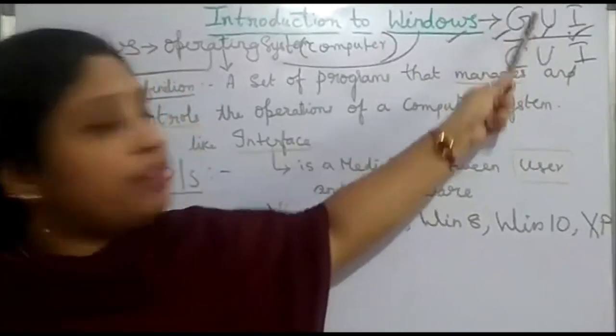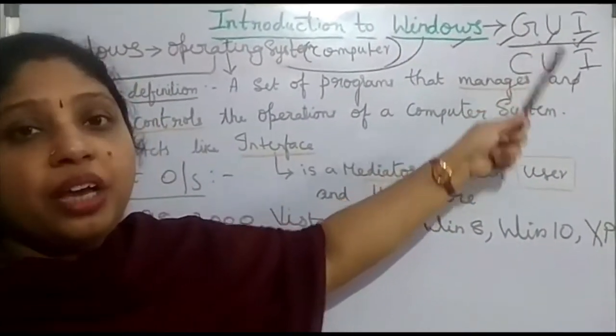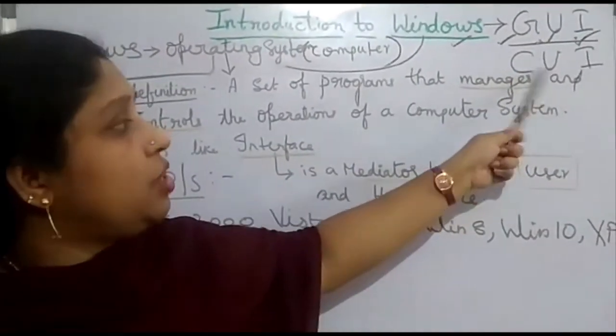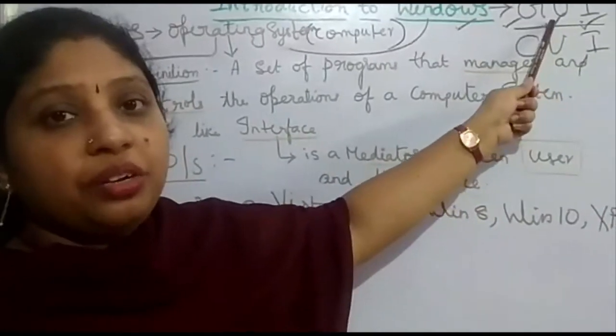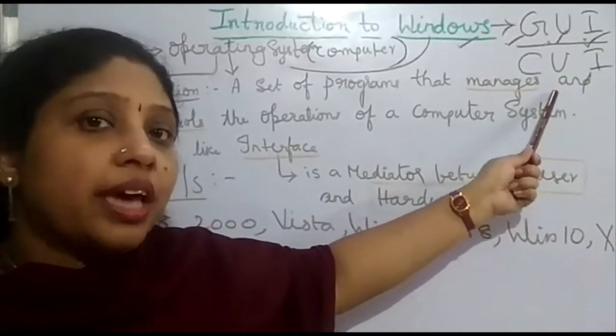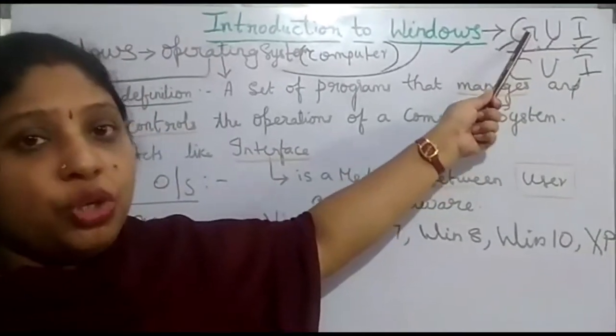There are two types of interfaces: one is GUI and the next is character-based CUI. GUI is nothing but the graphical user interface. CUI is the character user interface. Now our computers are based on this GUI.